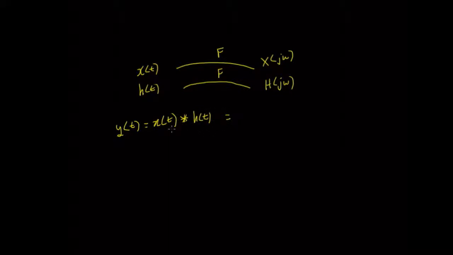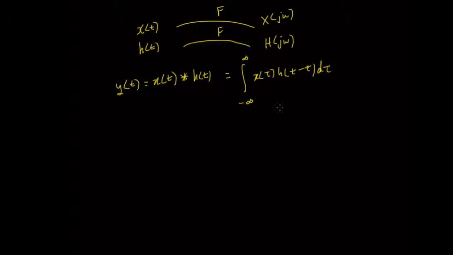Now we've seen from the previous video that this convolution operator can be written as the integral from minus infinity to infinity of x of tau h of t minus tau d tau. Okay, now what we want to do is we want to look at this here and put it all into the frequency domain and see what happens. So if we do the Fourier transform of y of t, you'll get y of j omega. Now we want to do the Fourier transform of this here, which is a convolution.